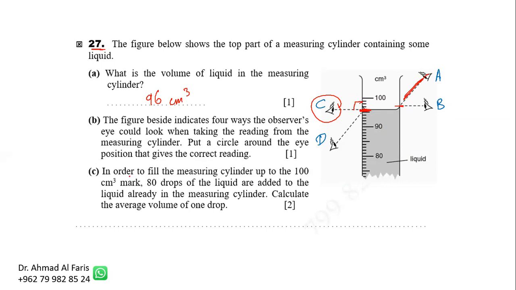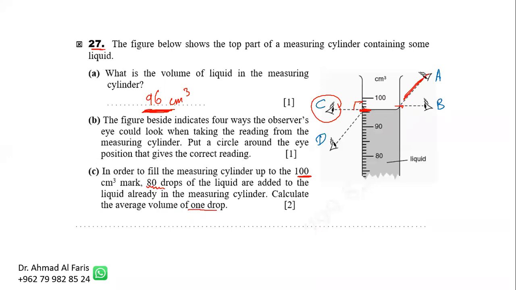Now look at this question. Focus. In order to fill this measuring cylinder, which already contains 96 cm³, up to 100 cm³, we add 80 drops. 80 drops of liquid are added to the liquid already inside. Calculate the volume for 1 drop.